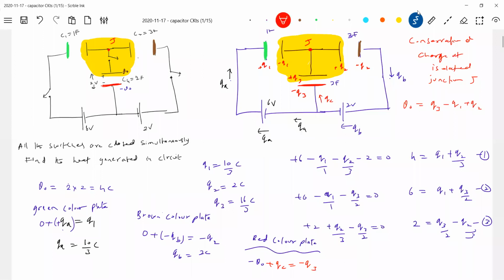Q naught was how much? Minus 4, minus 16 by 3. So QC should be equal to minus 4 by 3 coulomb.